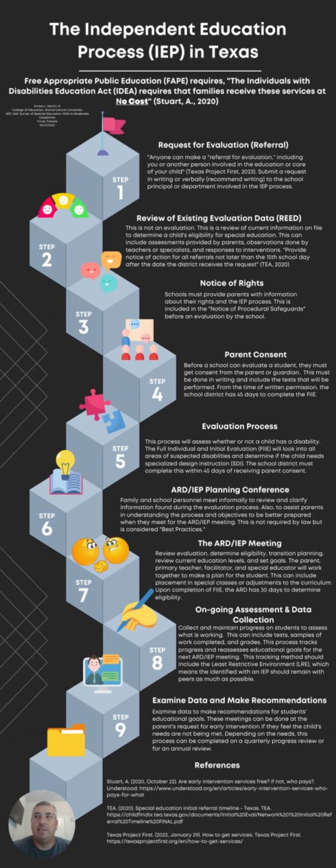It's basically examining data, making recommendations, and also possibly, if the child has the ability to compensate for their disabilities or develops coping skills, then they'll remove ARDs from the IEP. But this is the 9 step process for completing an IEP in the state of Texas.